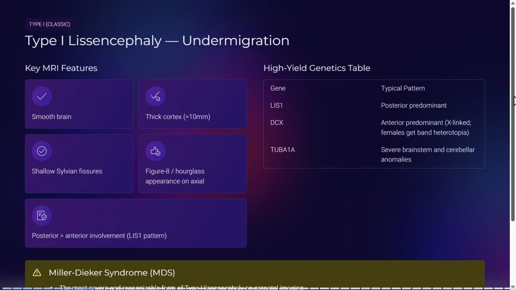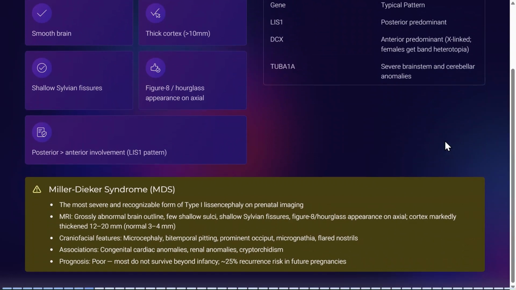This is the most severe and recognizable form of type 1 Lissencephaly on prenatal imaging. On MRI there is a grossly abnormal brain outline, few shallow sulci, shallow sylvian fissures, figure of eight appearance, and the cortex is markedly thickened, around 2 centimeters. Craniofacial abnormalities will be there, like microcephaly, bitemporal pitting, prominent occiput, micrognathia, flared nostrils, and there will be association with congenital cardiac issues, renal issues, as well as cryptorchidism. Prognosis is very poor, mostly do not survive beyond infancy, and there is also a 25% risk in future pregnancies.